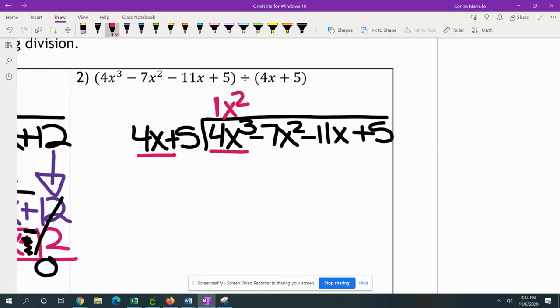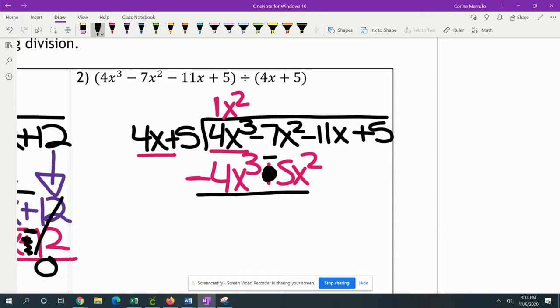Then we go ahead and multiply. So once you figure out what that is, we multiply 1x squared times the 4x. That gives us 4x cubed. Then we take the 1x squared and multiply it times this 5, and that gives us 5x squared. Okay, then we go ahead and subtract both terms. So not only do we subtract the 4x cubed, we also have to subtract the 5x squared. And since it's positive, we're going to change that into a negative.